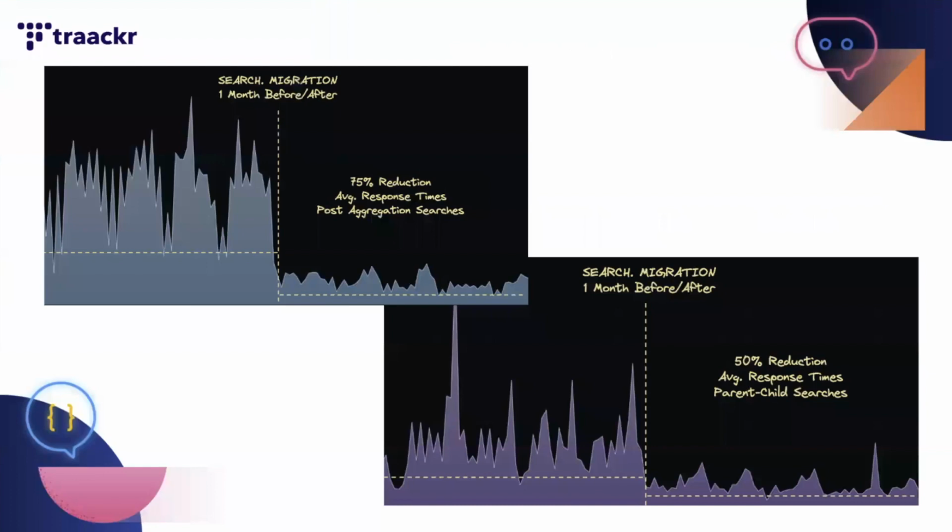And here are just some graphs from Grafana to kind of drive home the point. So these are the 1 month before and after the migration of our search API metrics in certain contexts. In the top left, we're measuring post-aggregation searches, which are used heavily in our reporting functional areas. And then the bottom right is the parent-child searches, which are used heavily in influencer discovery. So we were able to greatly reduce the average response times and minimize the overall spikiness that we were seeing before.